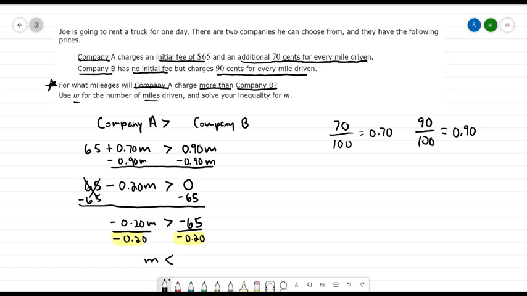And now, when I do the last step, we do 65 divided by 0.20, and we get 325. So to answer the question, for what mileages will Company A charge more than Company B, we can say Company A will charge more than Company B if the number of miles driven is less than 325.